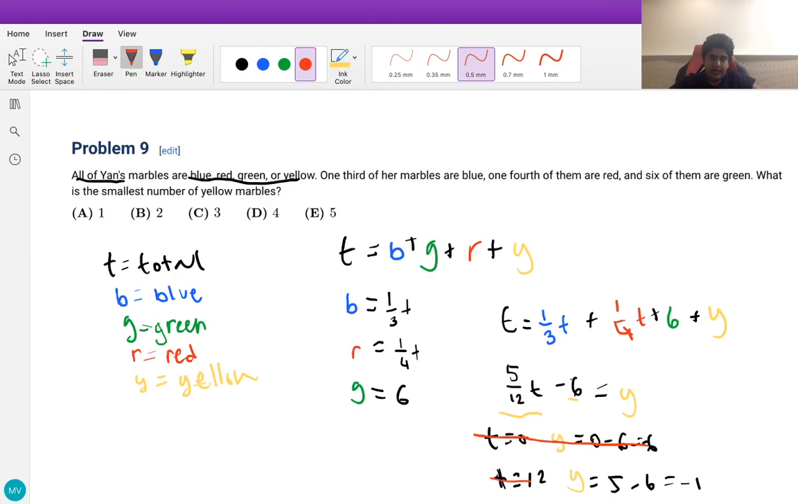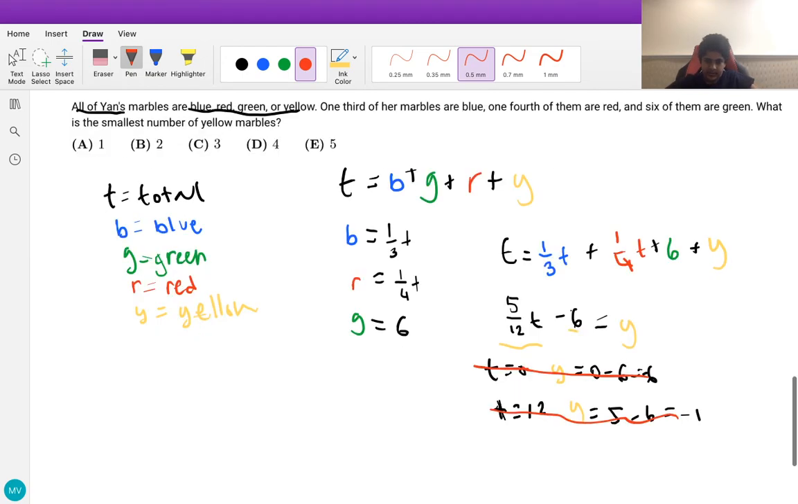Now let's check T equals 24. You know the drill. We have Y equals 5 over 12 times 24. That's 5 times 2, or 10, minus 6, equaling 4, which is greater than 0 and valid. Choice D.